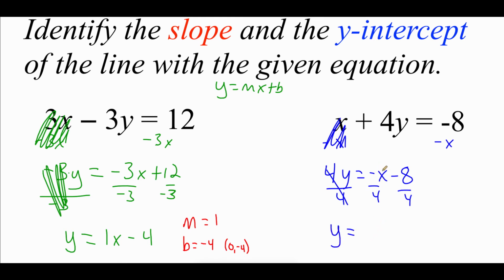Now there's not a number written in front of this x right now, but there's this negative sign out there. So it's really like having a negative 1 in there. And when we take negative 1 divided by 4, that doesn't reduce down at all. So I'm going to leave it as negative 1/4 x. Now on the end, when we have negative 8 being divided by 4, that's going to be negative 2. Now as we look at identifying the slope here, the number in front of the x is negative 1/4. And then our b value on the end is negative 2. So we would say that the y-intercept is at the point (0, negative 2).